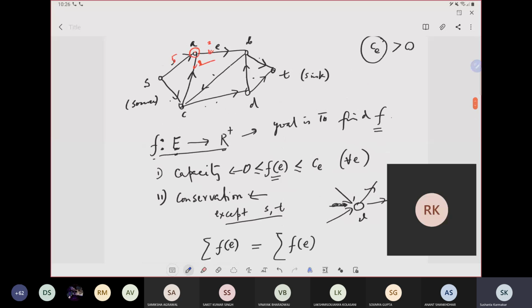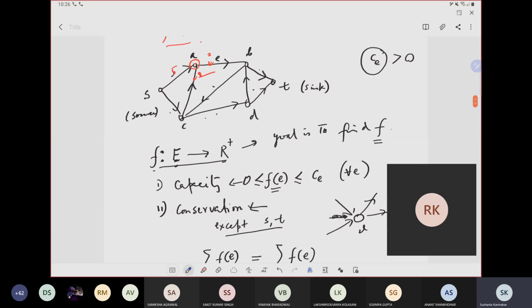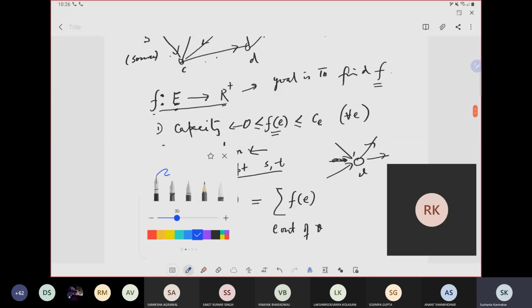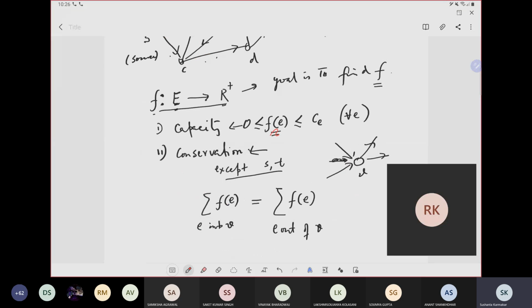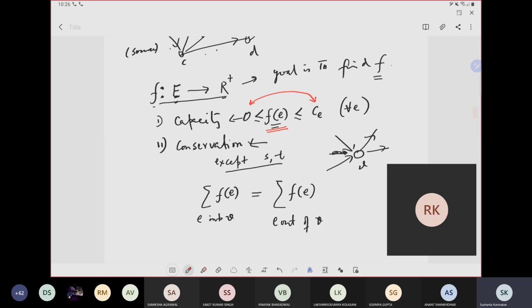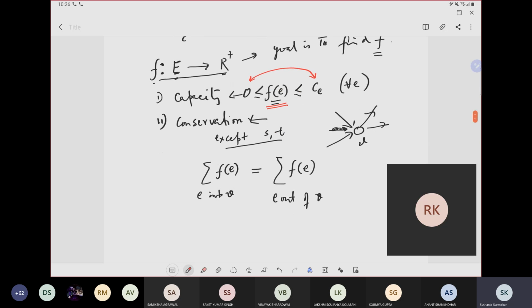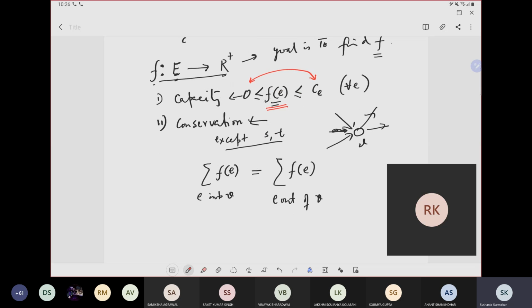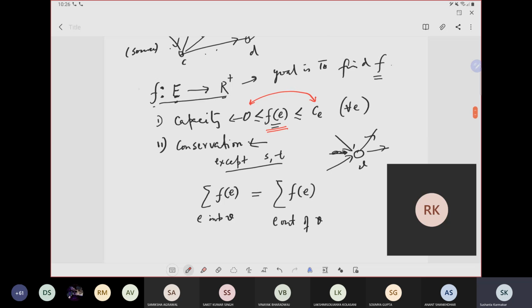Remember, these values are FE values. And these FE values, I can assign any value between 0 and capacity, such that these two conditions are satisfied. Now, the question is what values I should assign to f. So that means, what is the function f? That is the precise question. What is the function f?